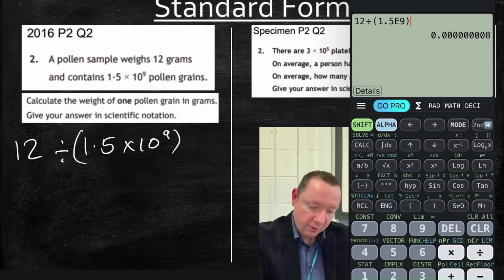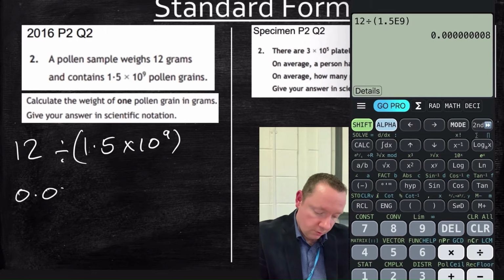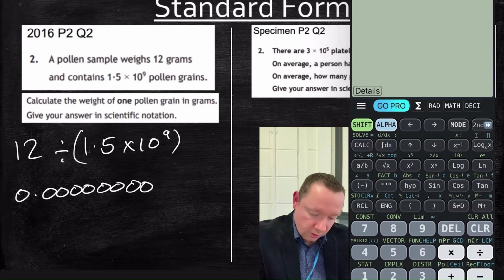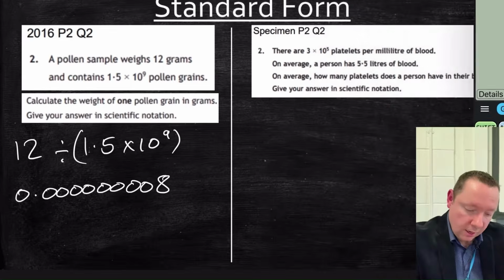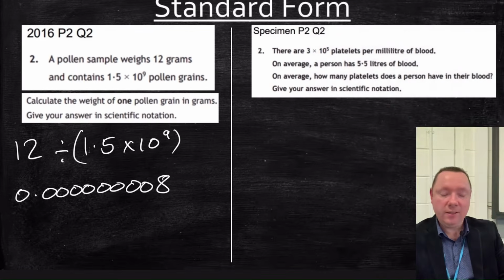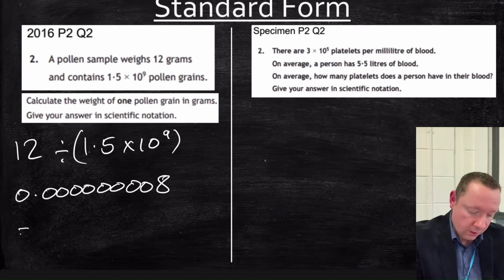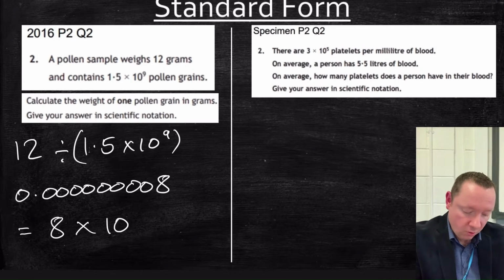0.0000000008. So I just write that down. I have to give my answer in scientific notation or standard form. So I just do that in the same way. 8 times 10 to the power of, 1, 2, 3, 4, 5, 6, 7, 8, 9, minus 9.